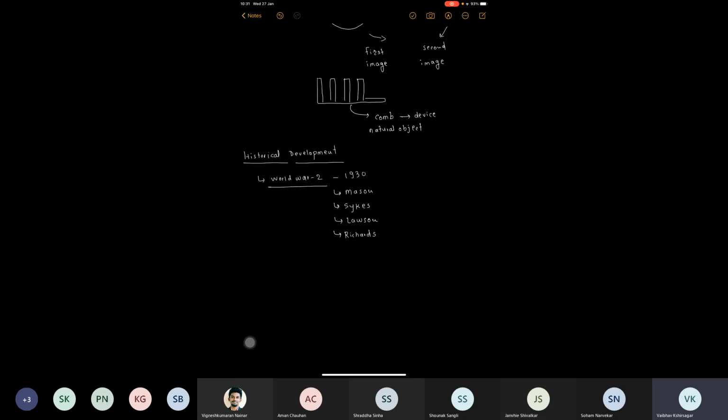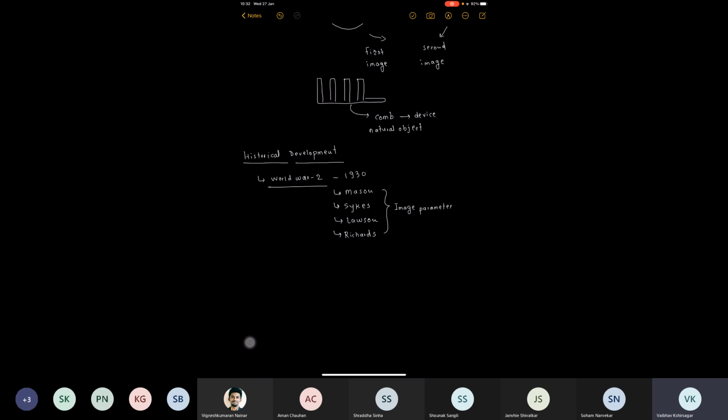Basically, the prototype they came up with for the filter design is based on the image parameter technique. We will go into the details of this image parameter technique and how filter circuits are designed using this technique later on. These people came together and developed the first filter circuit, based on the mechanism of the image parameter technique. So this is the historical development.